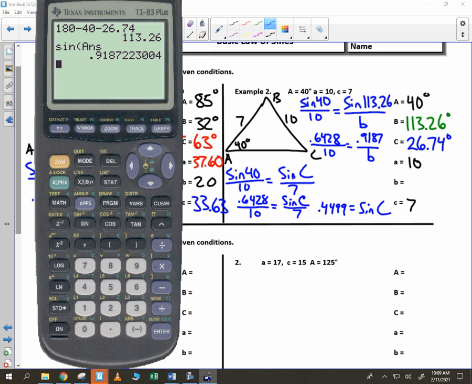And now I'll cross multiply. So 10 times 0.9187. I'm going to divide by 0.6428. 14.29. That's a lot bigger. It's more than twice side C. Is that okay? Yeah, because angle B was by far the largest angle, so side B is going to be the largest side. What do you think? Not too bad, huh? No.